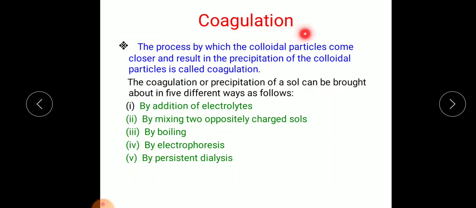Next process is coagulation. The process by which the colloidal particles come closer and result in the precipitation of the colloidal particles is called coagulation. The coagulation or precipitation of a sol can be brought about in 5 different ways as follows: by addition of electrolytes, by mixing two oppositely charged sols, by boiling, by electrophoresis, and by persistent dialysis.